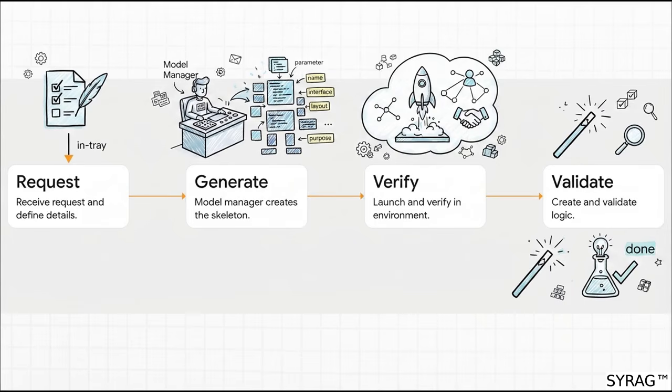Second, the model manager takes those parameters and instantly generates the corresponding skeleton. Third, that generated structure is verified and launched in its environment just to make sure everything's talking to each other. And then finally, in step 4, the real magic happens. The boilerplate is already handled, so you can jump straight into creating and validating the actual application logic.